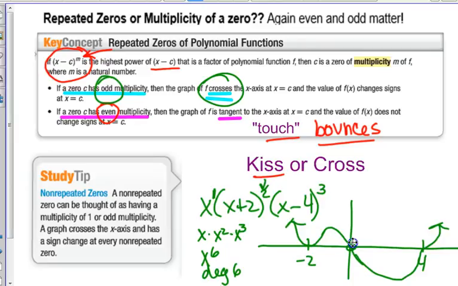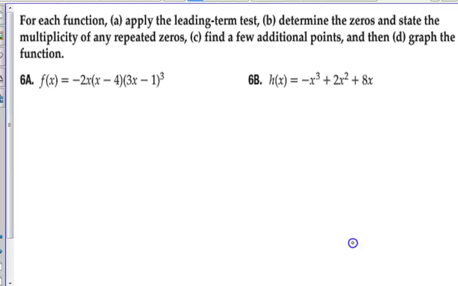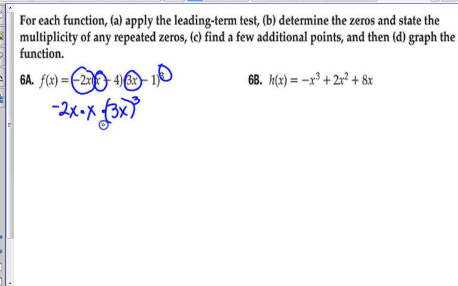All right, we're going to practice this. This is a weird one. It says apply the leading term test. So we're just going to look at the leading term of each here. That part, we're going to look at this as a power of x, and this one back here is cubed. So we have a 3x cubed. So we'd have negative 2 times x times 27x cubed, which is a negative 54x to the 5th. I just need to know that because I need to know what shape it is.